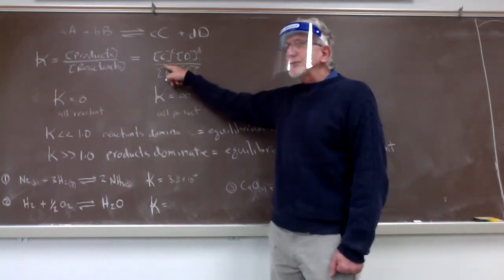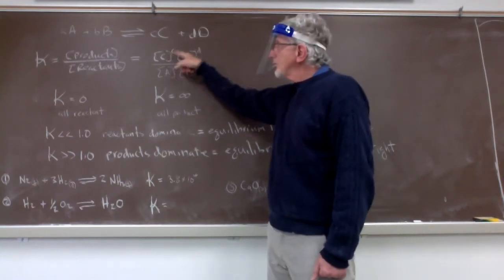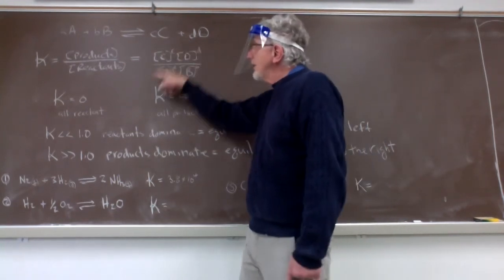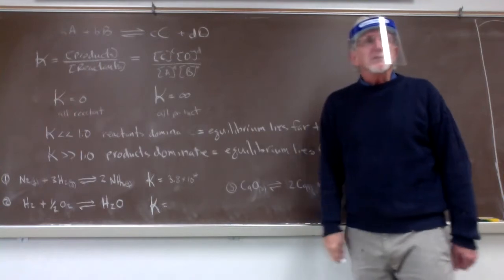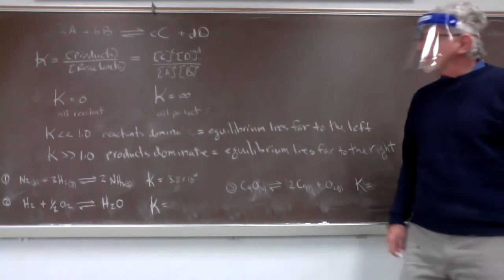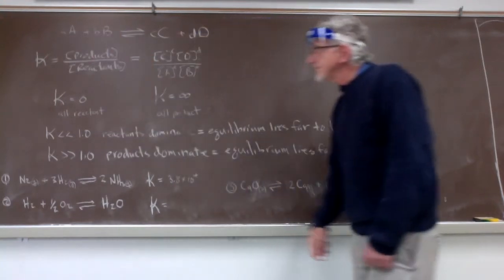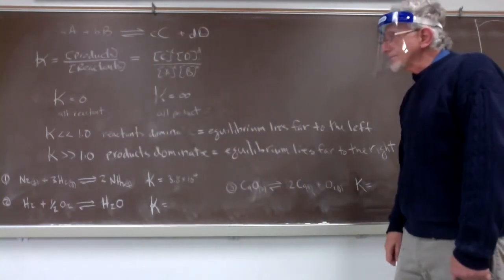It'll be the concentrations of each product species raised to a power equal to its stoichiometric coefficient, divided by the concentrations of the reactants, each of those reactant concentrations raised to a power equal to their stoichiometric coefficients. So that's the equilibrium constant.